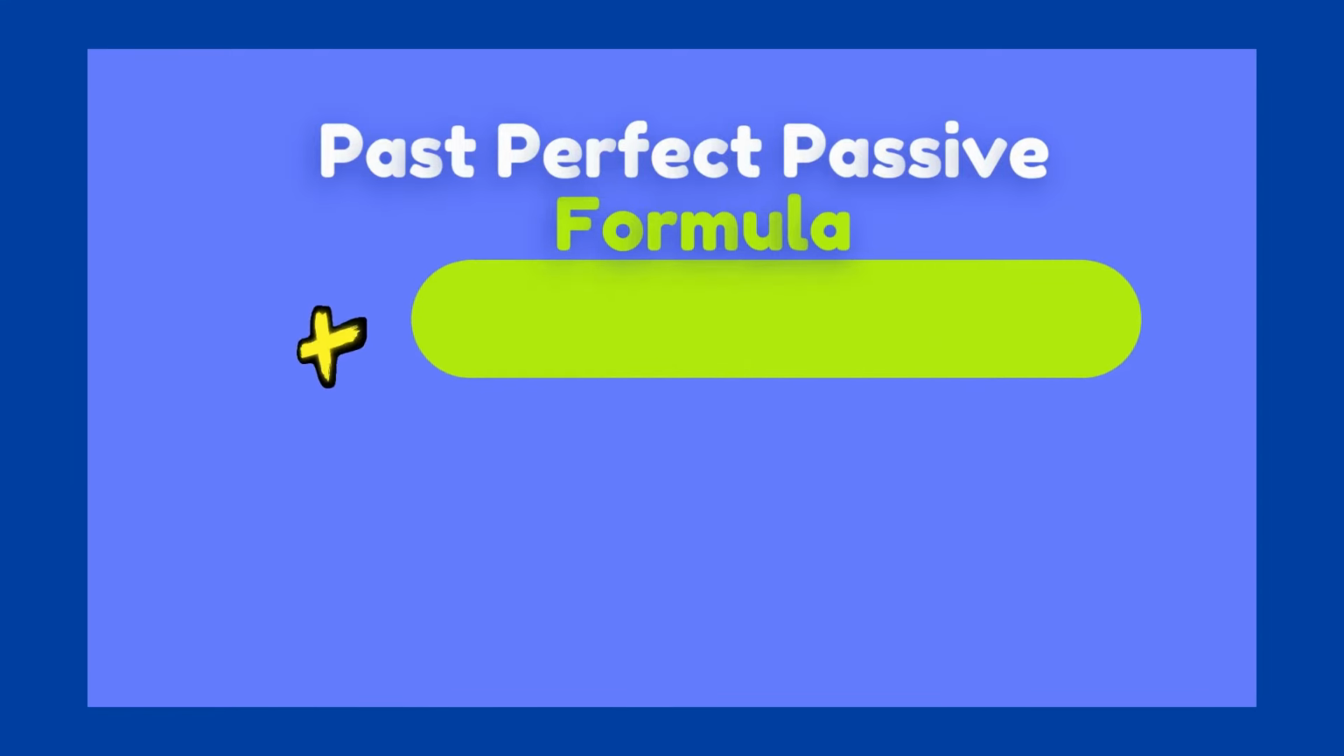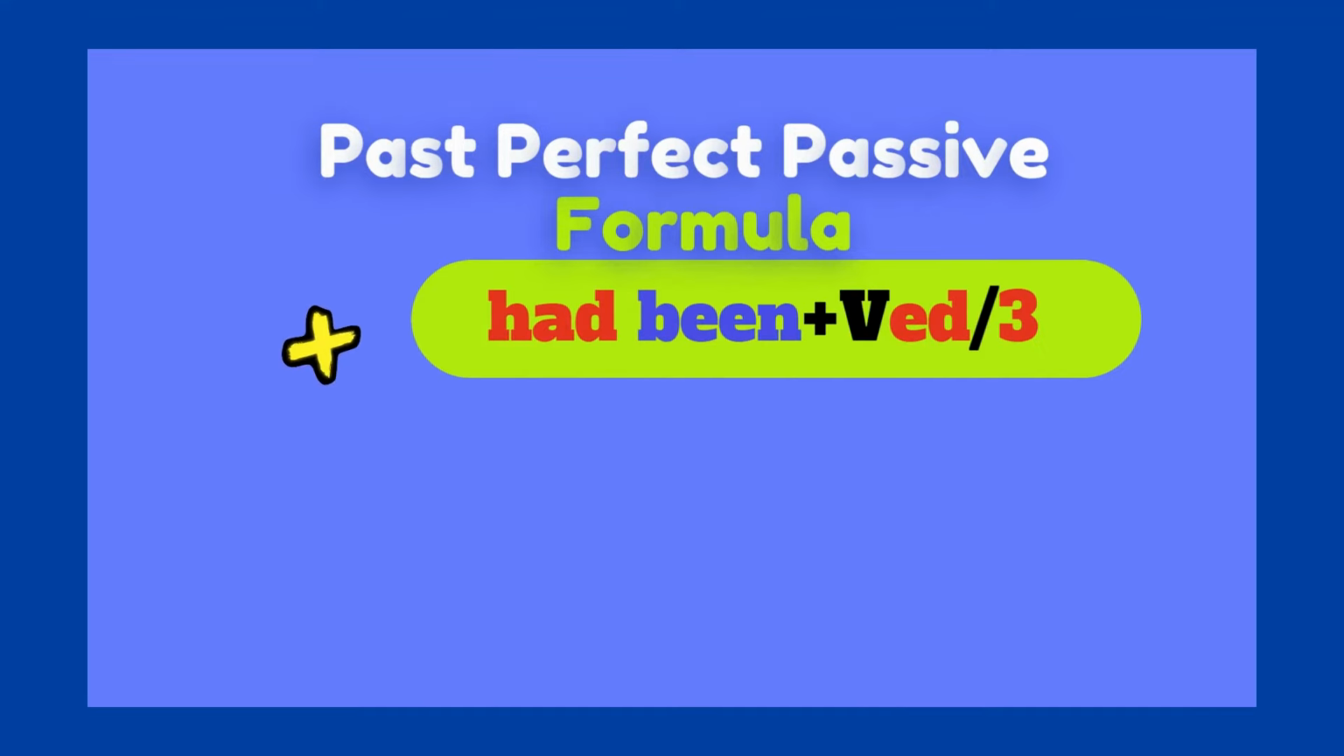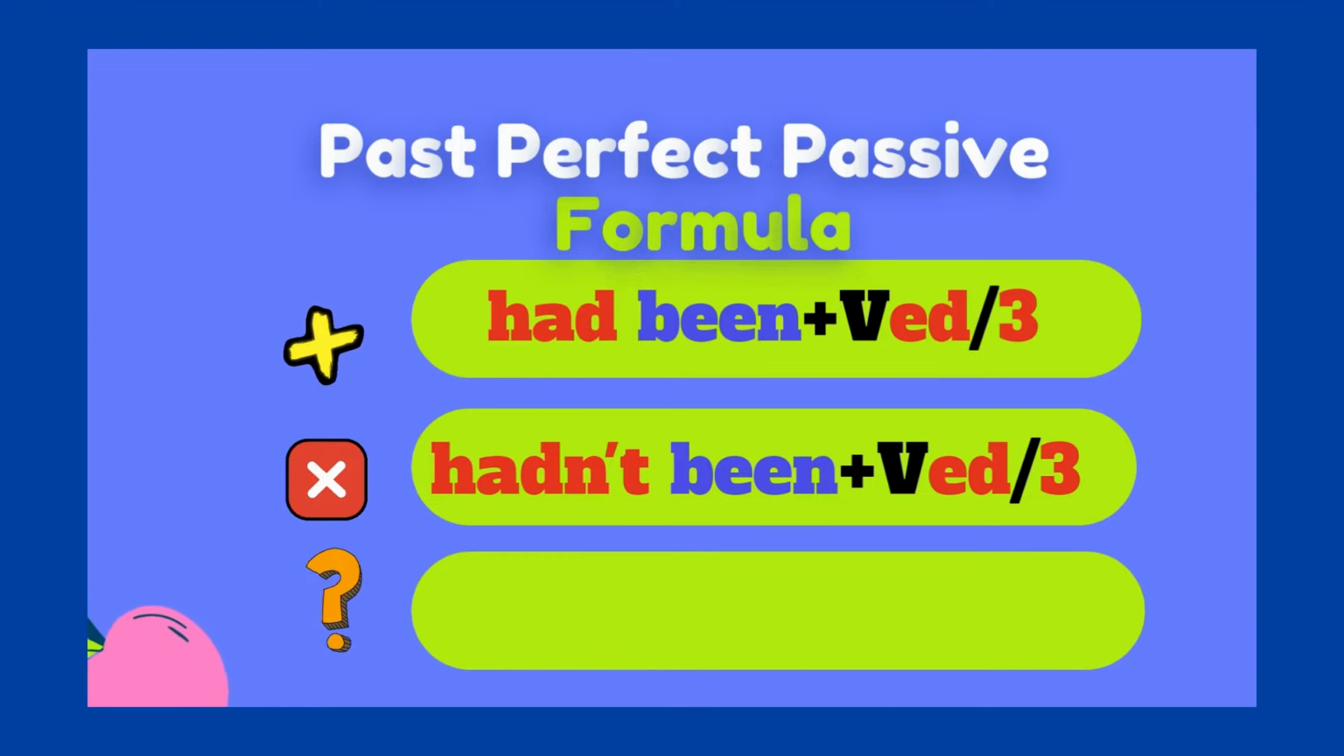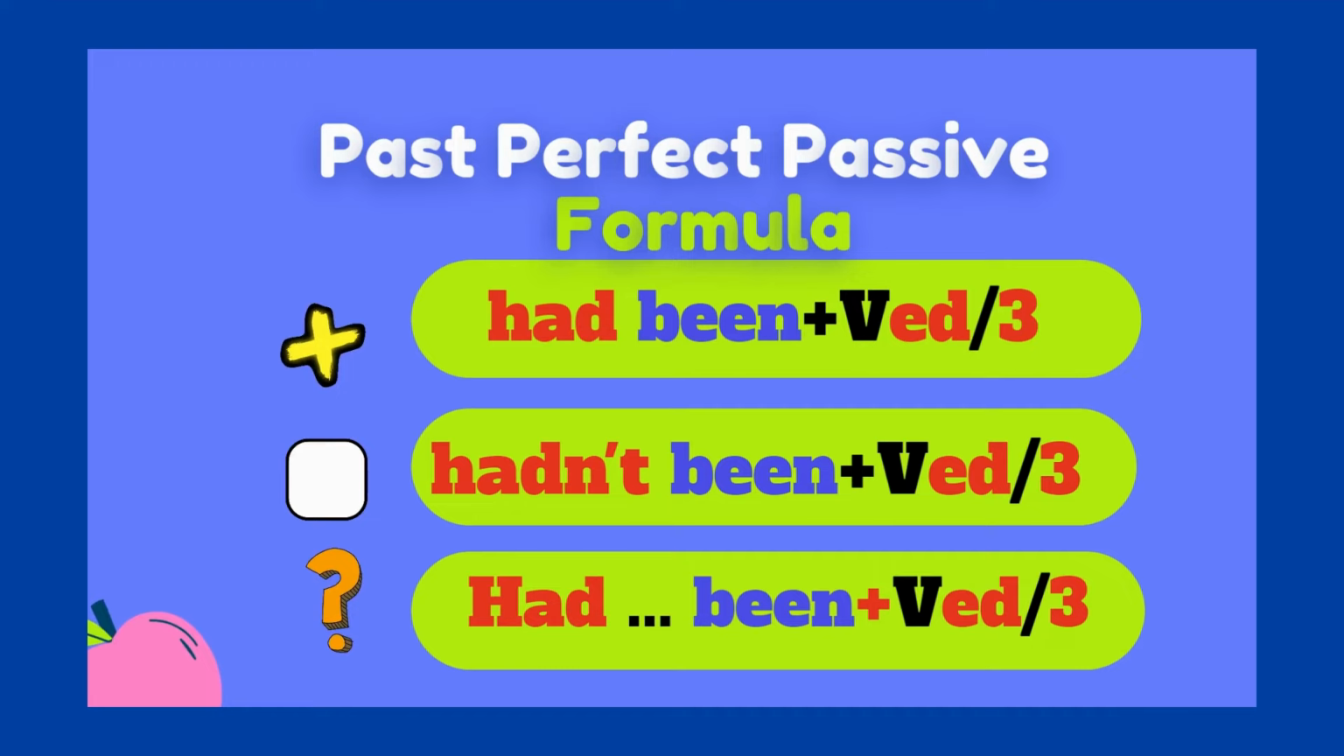Past perfect passive. In affirmative sentences we use had, then been, plus the verb with the ending ed or the third form of irregular verbs. In negative sentences we use hadn't, then been, plus the verb with the ending ed or the third form of irregular verbs. In interrogative sentences, questions: had, then subject, then been, plus the verb with the ending ed or the third form of irregular verbs.